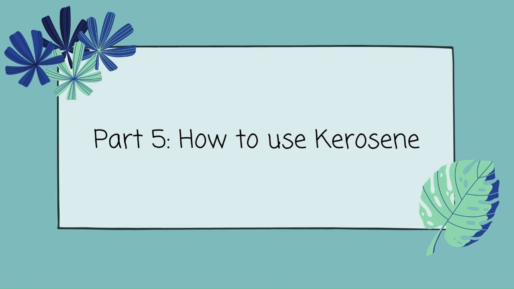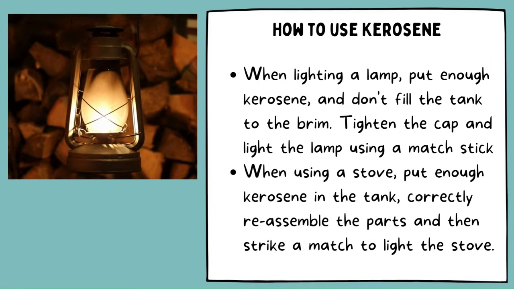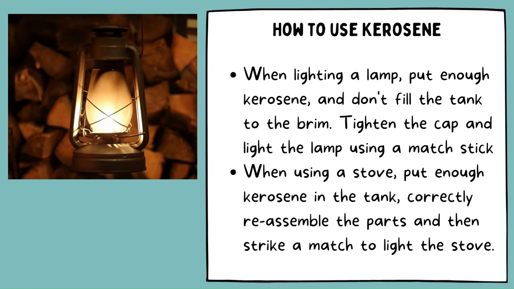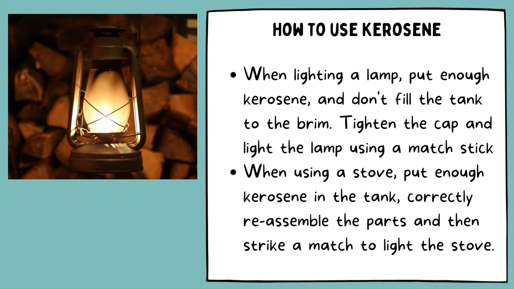In this fifth part of our lesson, we are going to look at how to use kerosene. Kerosene can be used in a lamp or in a stove. When lighting a lamp, put enough kerosene and don't fill the tank to the brim. Tighten the cap and light the lamp using a matchstick. What you're seeing in this picture is a kerosene lamp. When using a stove, put enough kerosene in the tank, correctly reassemble the parts, and then strike a match to light the stove.